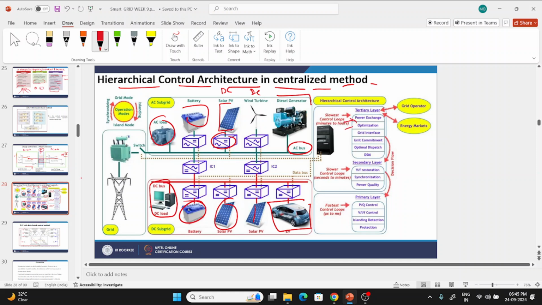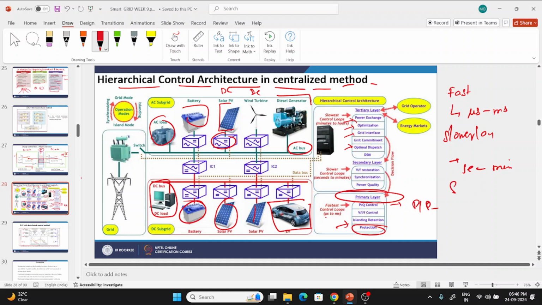There will be power exchange, optimization, unit commitment, optimal mismatch happening on the tertiary layer. Then in the primary layer, the P and Q control happens: voltage, current, and frequency control, islanding detection, whether the microgrid is islanding or not, and protection. The primary layer is the fastest layer. The secondary layer is slower. The fastest layer generally works in microsecond to millisecond, and the slower layer is seconds to minutes.